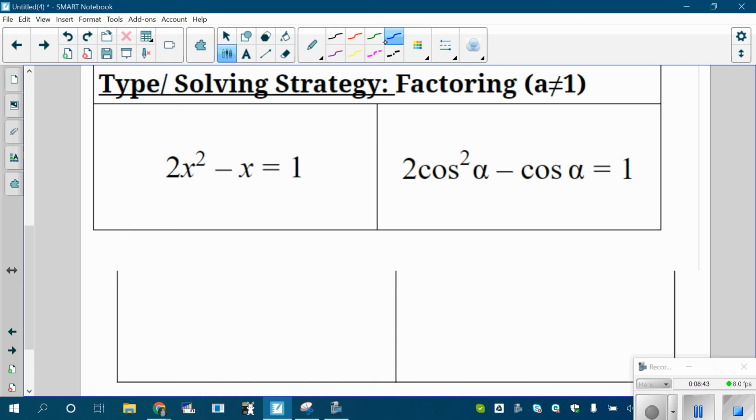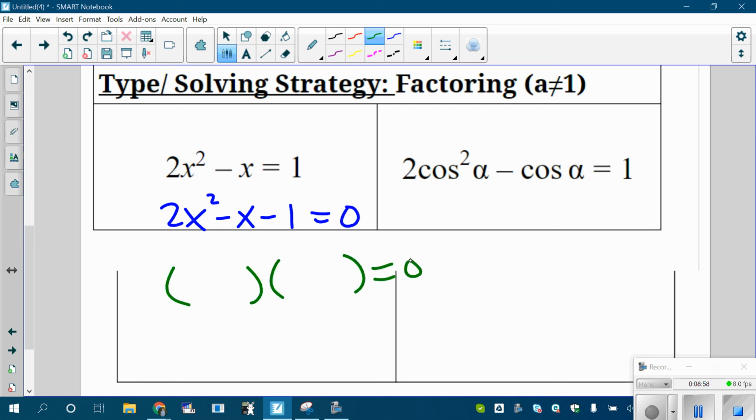So this is, I'm going to do factoring, but the leading coefficient is not 1. So first thing, I'm going to move it all over to the same side. And now I'm going to factor this. There's 2 ways to factor this. The strategy I just used there is called the big boy way. You guys can write that down if you want. It's called the big boy way.